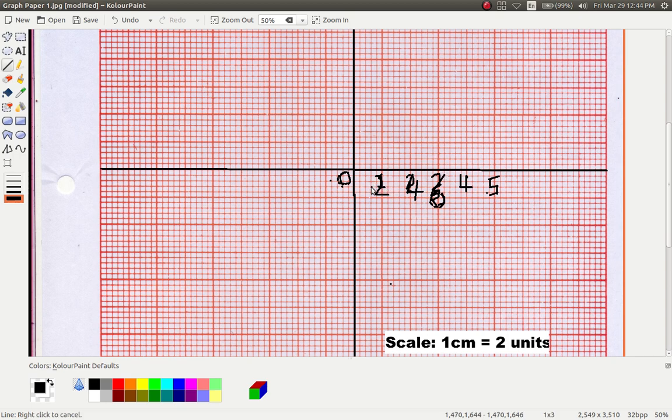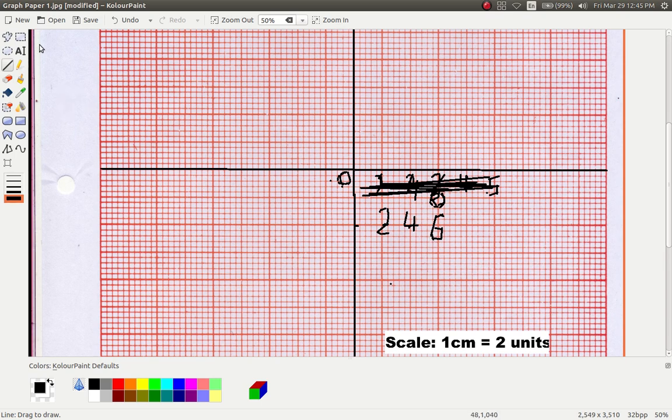So instead of these numbers, let me cross them out. Instead of these, what I would have is 2. What's 1 centimeter from here to here? I have 2. 1 more centimeter is another 2, so I would have 4. 1 more centimeter would be another 2 units, so what I would have is 6. And so it goes. That's what would happen.